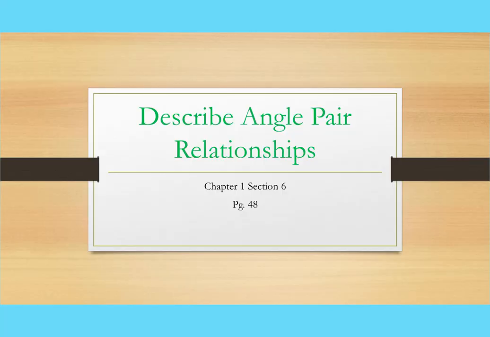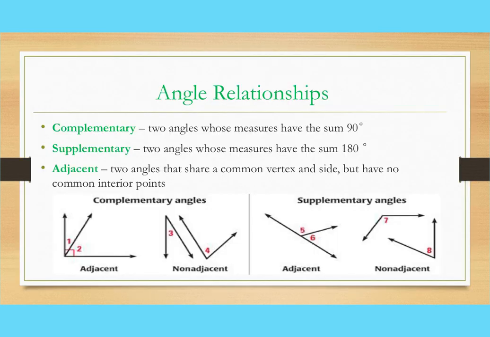All right, 1-6, last section in the chapter, which is describing angle pair relationships. So now we're going to learn about a couple of special angles, and what it means if they are those angles. The first two, hopefully we've heard before, complementary and supplementary. Two angles whose measures have the sum of 90 degrees are called complementary. And two angles whose sum is 180 degrees are called supplementary. If you tend to confuse these, remember C comes before S and 90 comes before 180.